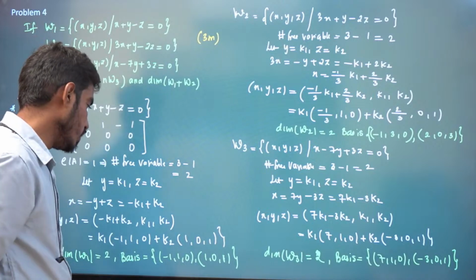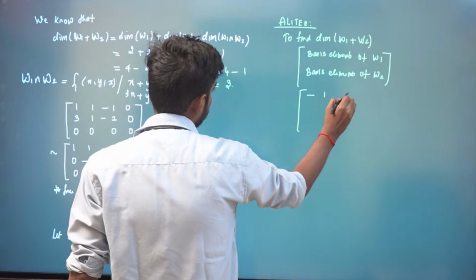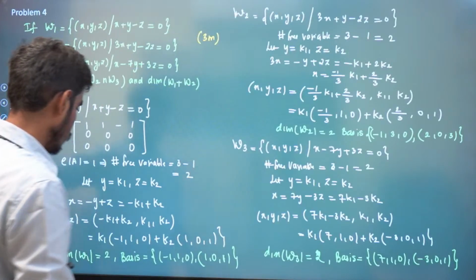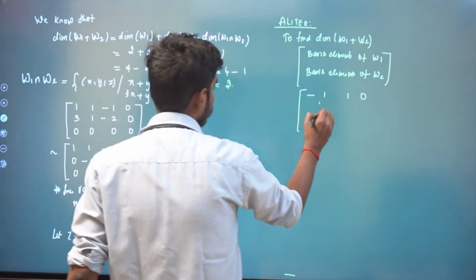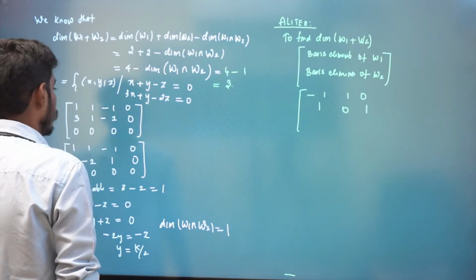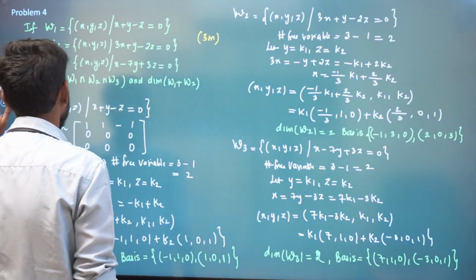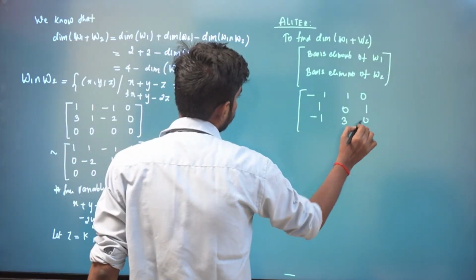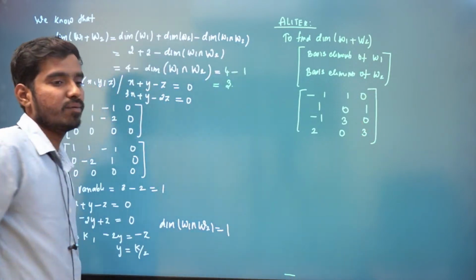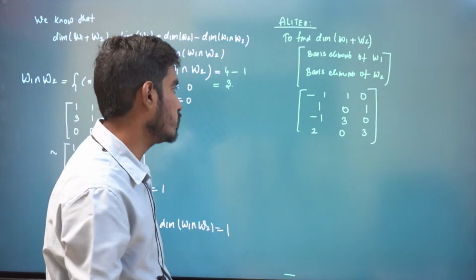Minus 1, 1, 0, and then we have 1, 0, 1. These are the basis elements for W1. And the basis elements of W2 are minus 1, 3, 0, and 2, 0, 3. Now you find the rank of this matrix, and you will get the dimension of W1 plus W2. You will get the rank to be equal to 3.